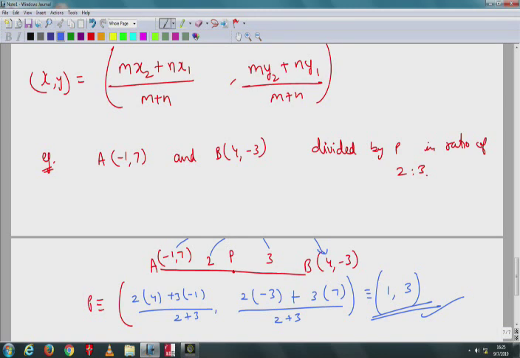I hope this question is clear. A direct, straightforward question is there. We just have to substitute the values.